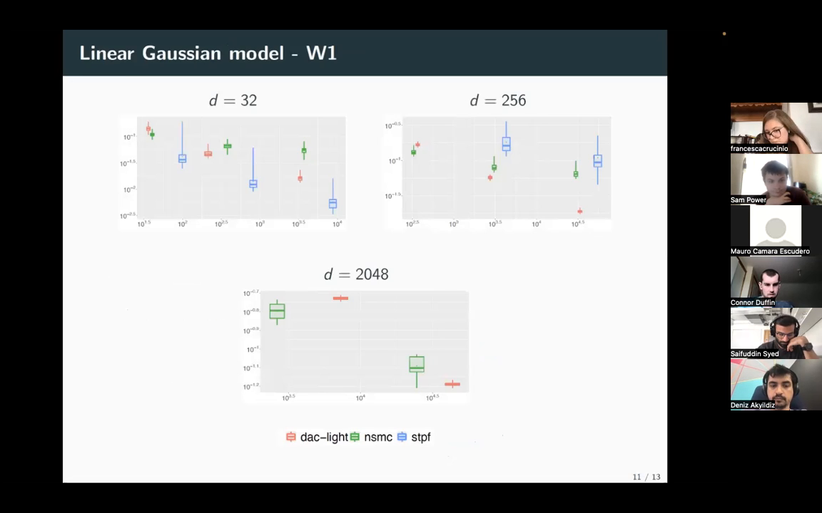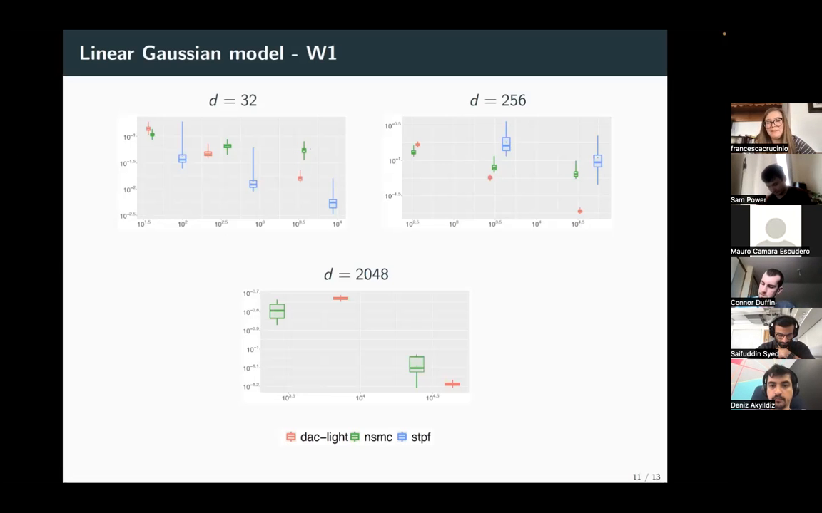Okay, so these are the plots for the Wasserstein distance. And we looked at a couple of dimensions from 32 to 2000. And we have divide and conquer with lightweight mixture, because the full mixture is too costly, in red. And then we have green and blue, nested SMC and the space-time particle filter. These are the first experiments that I ran for dimension 32. The space-time particle filter is a lot better than the others. So I was pretty upset seeing that.